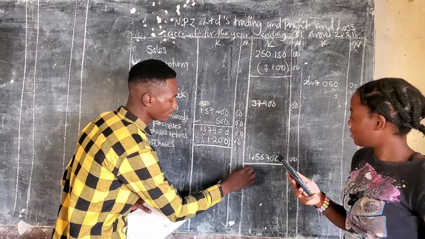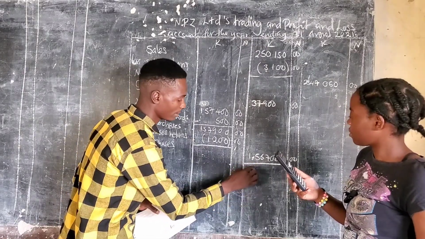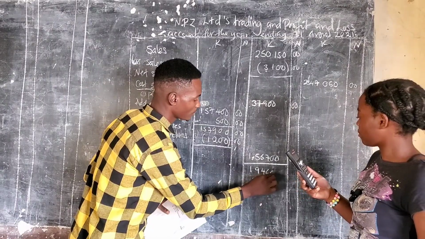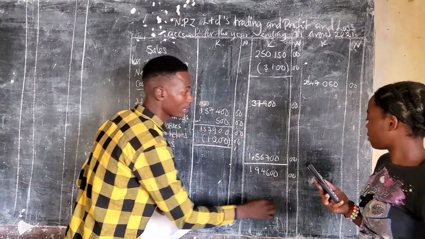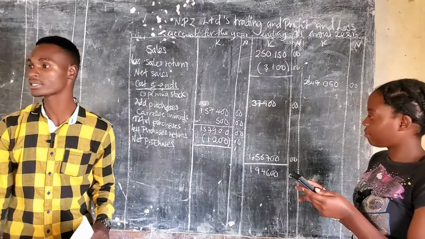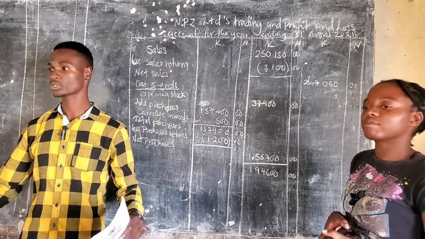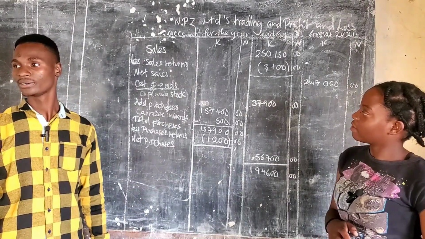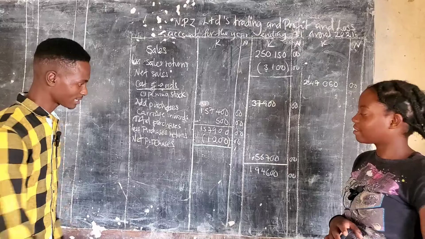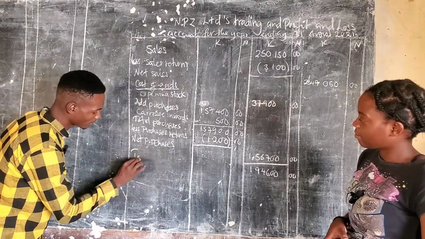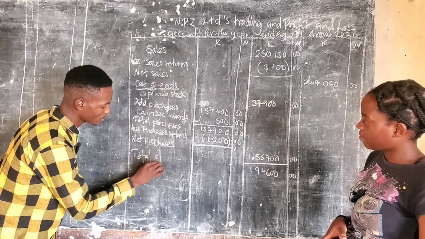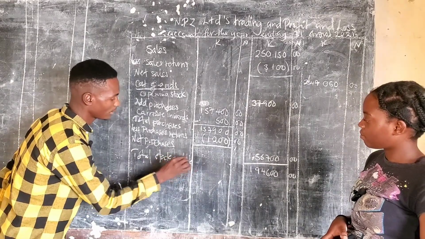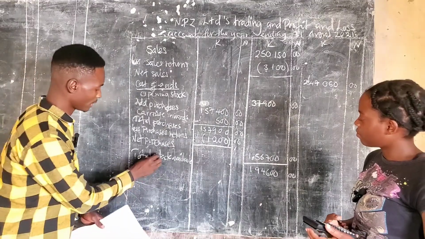We just write below this one. Yes, 194,600 like this. What do you call that figure, guys? Total stock available. Available for what? For sale. Yes, it's total stock available for sale. So, total stock available. Okay.